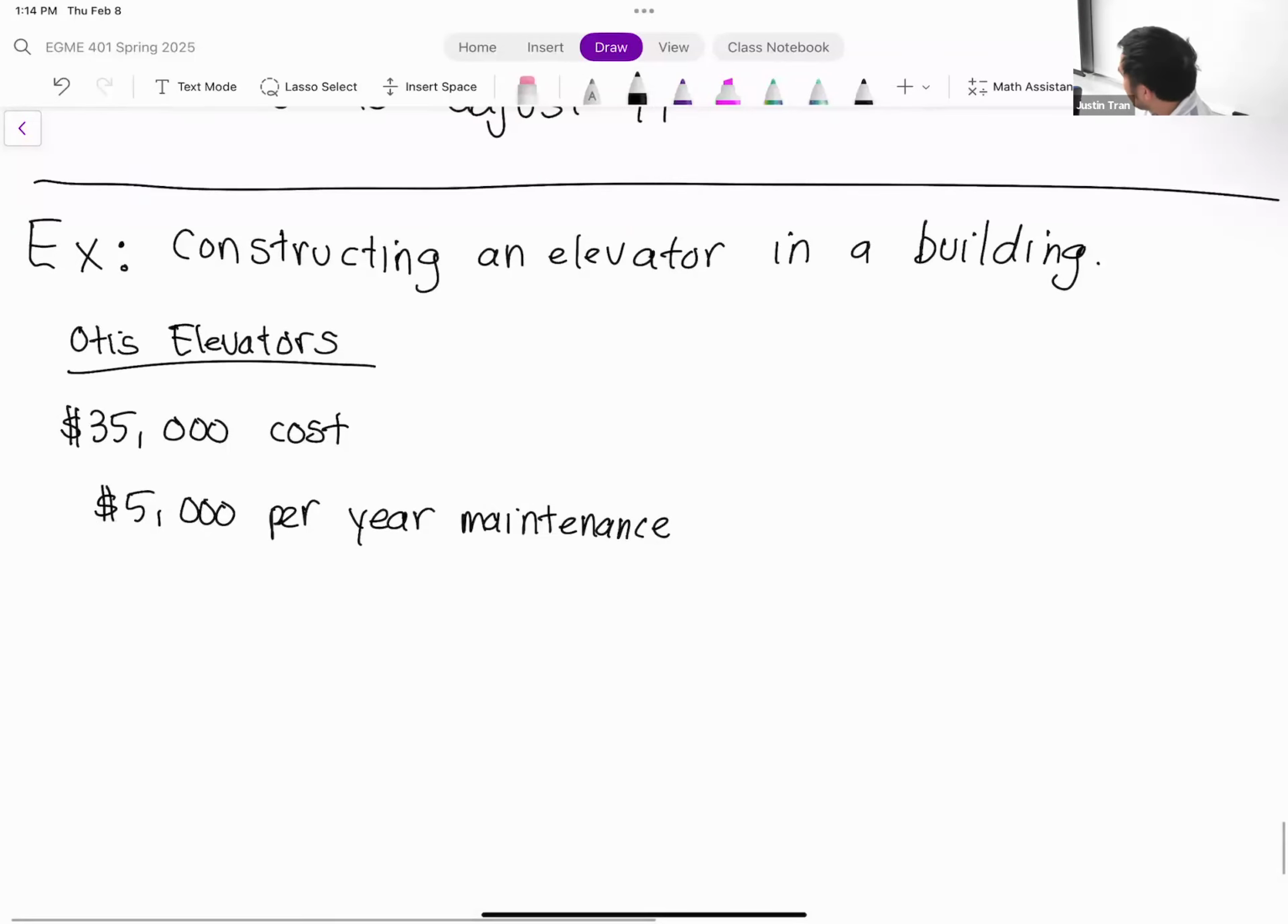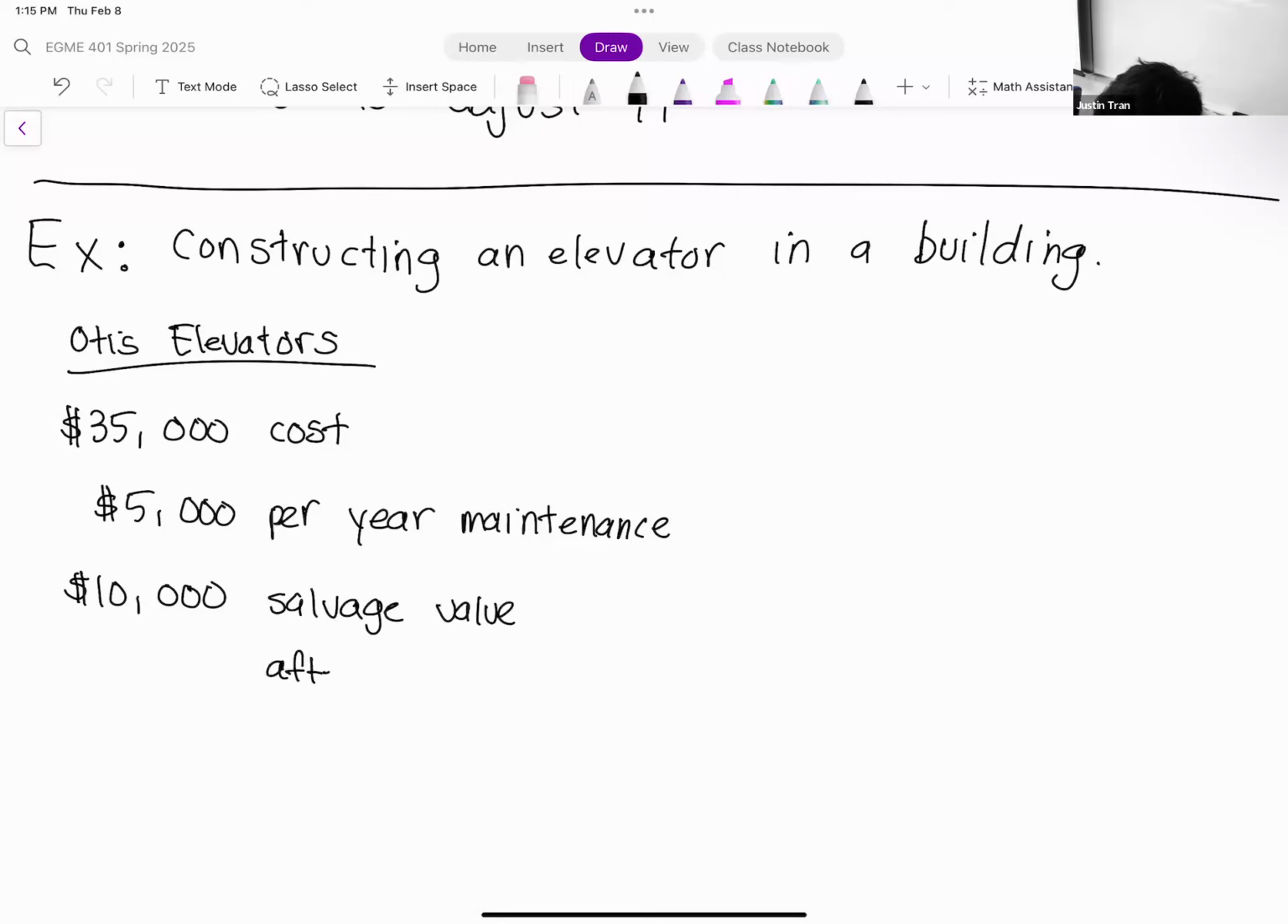And the nice thing about this company is that they have a recycling program. So at the end of the elevator's life cycle, which they recommend is 5 years, you can sell the parts back to Otis for $10,000. So that $10,000 is going to be a salvage value. So that's the first option.